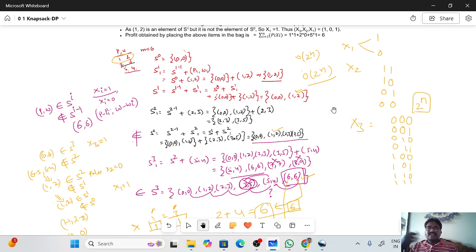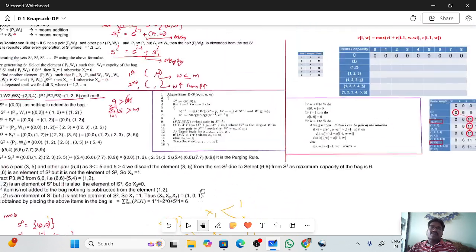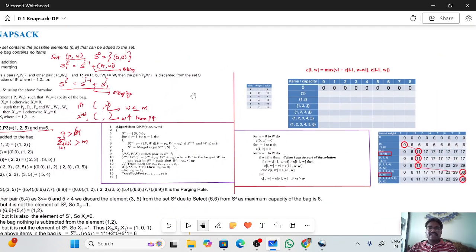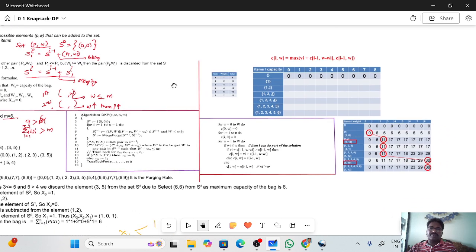For this one, what is the time we are going to maintain? Order of 2 power n, and the space is also order of 2 power n. So to overcome this time, we are going to use the second approach. The second approach is the fully tabular method.